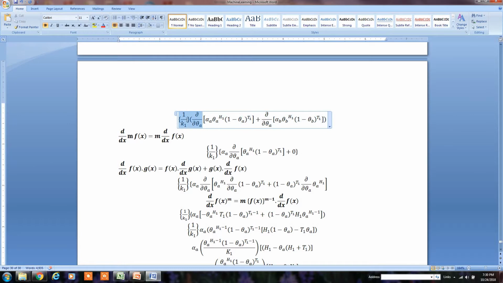So 1 by k1 comes as it is. Then alpha a is a constant. Alpha a does not depend on theta a. It's a constant in respect to theta a. So alpha a comes out. Alpha a is mapped to m here. Then we have to differentiate this function.